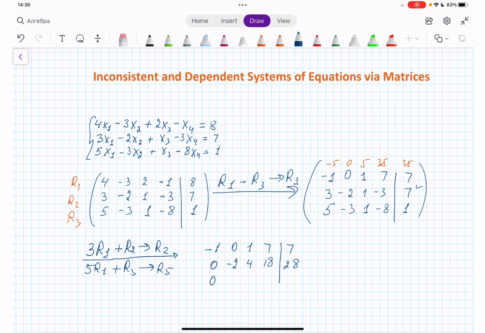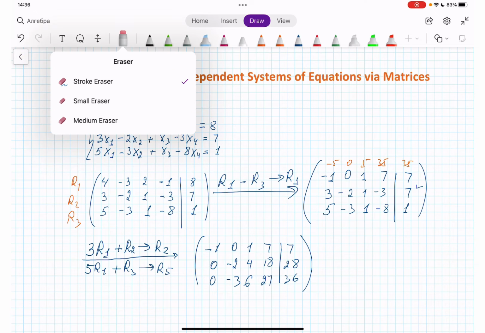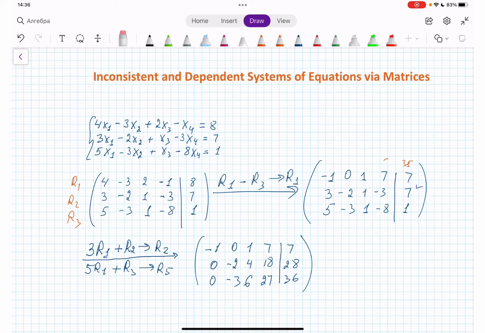Next, negative 3 plus 0, we are getting negative 3. 1 plus 5, we are getting 6, and negative 8 plus 35, we are getting 27. And 1 plus 35, we are getting 36. Okay. So we made 0 every single number in the column of leading coefficient negative 1.